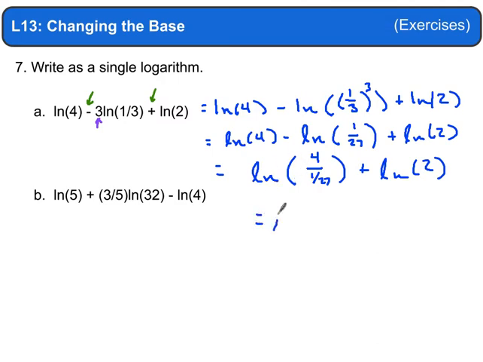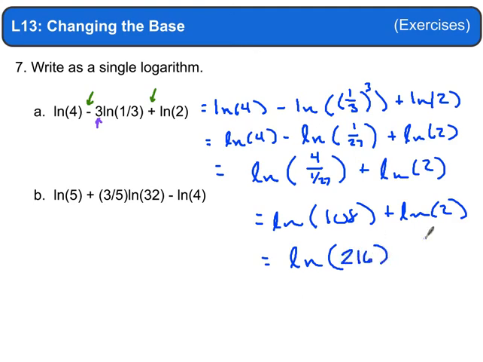And so you get the natural log of 108 plus the natural log of 2, and then we could multiply these two together. And so 108 times 2, and you get 216. And we've written that as a single logarithm. You don't have to simplify it any further.